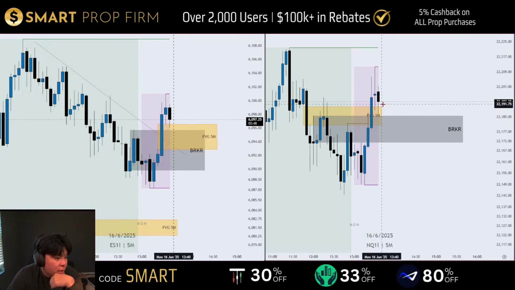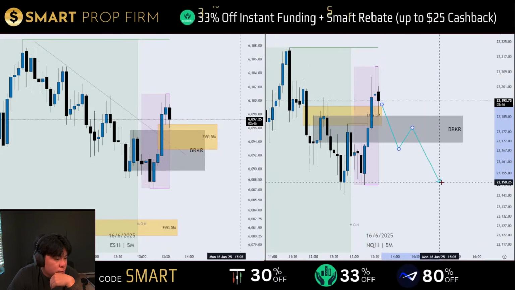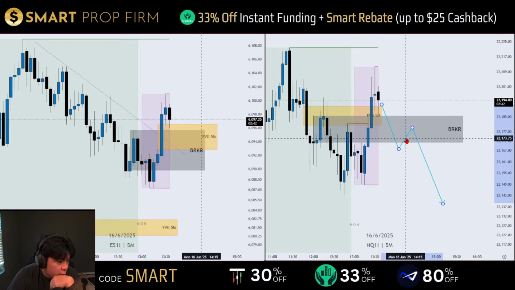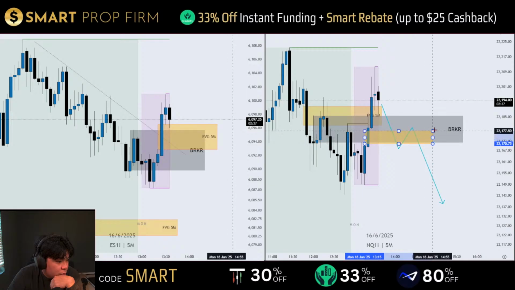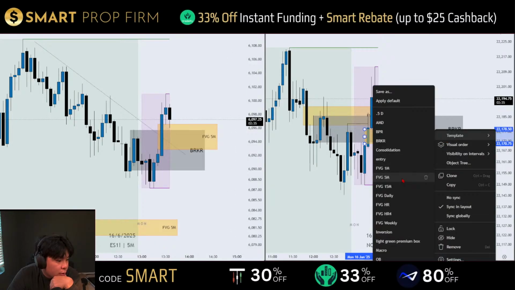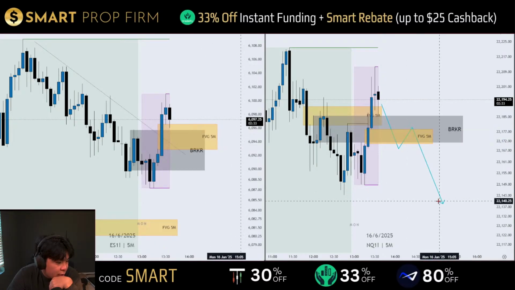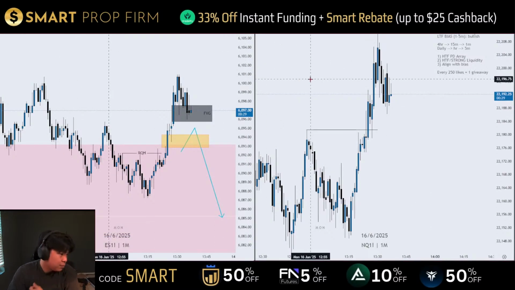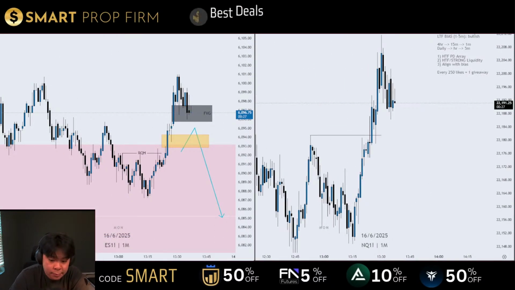Something nice on the 5-minute here, though. This would be good. We invalidate the 5-minute breaker. Also, this FVG here. First, we tap back inside, short, and then play for the lows. That'll be if we can even push down. We just haven't seen that yet.